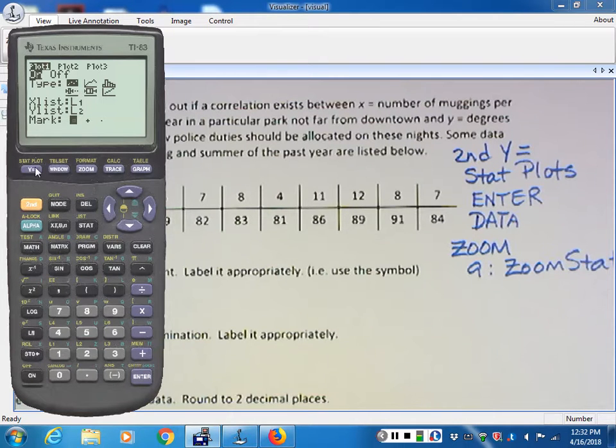So we hit second Y equals, we turn the plot on, we set it up, make sure your screen looks like mine, and then you hit zoom, and we're going to choose option number 9, which says zoom stat. And this is what it shows us. Your screen should look exactly like mine at this point. Has anybody got any problems so far?